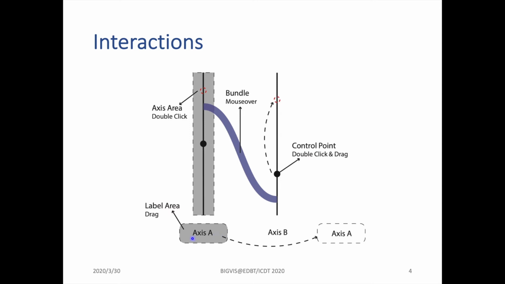Dragging axis label will reorder the axis. Mouse over a bundle will highlight it and its related bundles. Next, I will discuss how these interactions are supported in our approach.